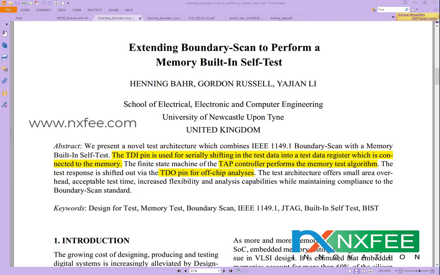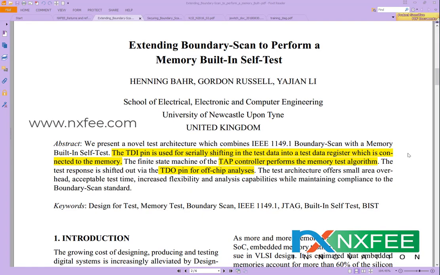It has been implemented in Verilog HDL and validated on a Xilinx Vivado FPGA, where the results for area, power, and latency confirm that the solution is practical and efficient for SoC-level memory testing. Now we can verify the paper. This paper is fully designed for the MBIST method, extending boundary scan to perform JTAG operations.